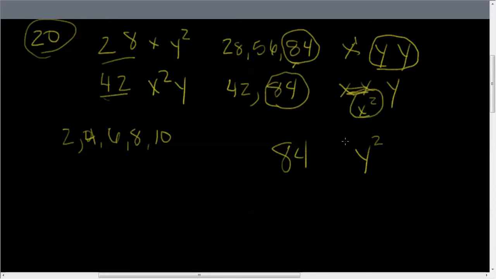So I'm also going to use an x squared. And of course, we usually write our variables in the order that they go in the alphabet. So x would come before y. So my final answer would be 84 x squared y squared.